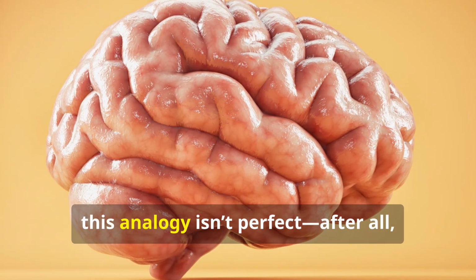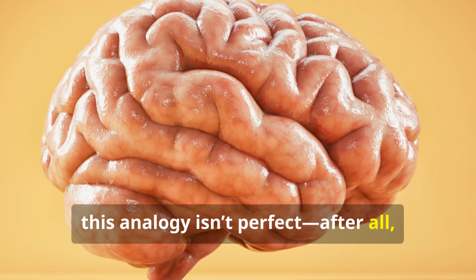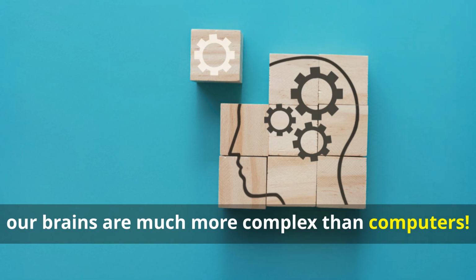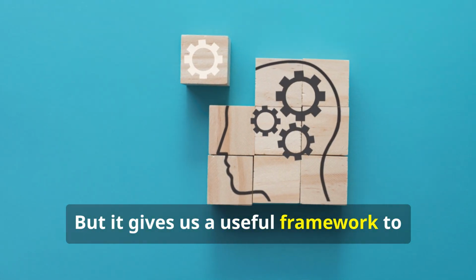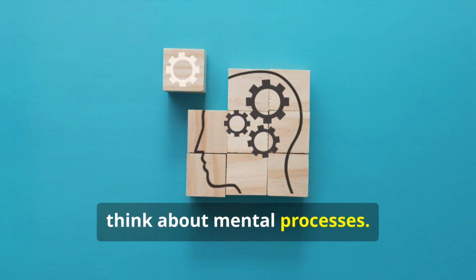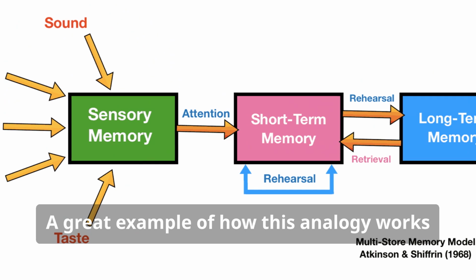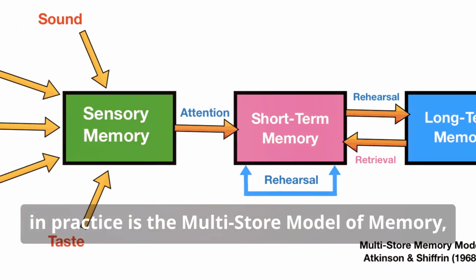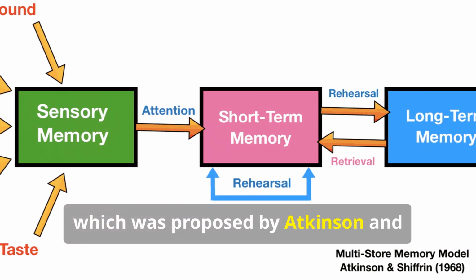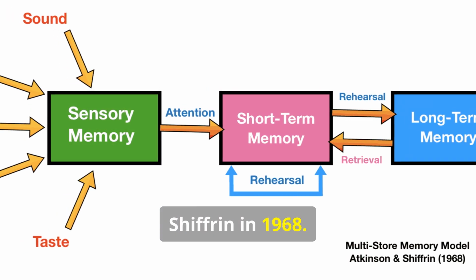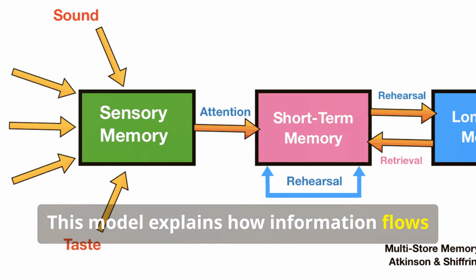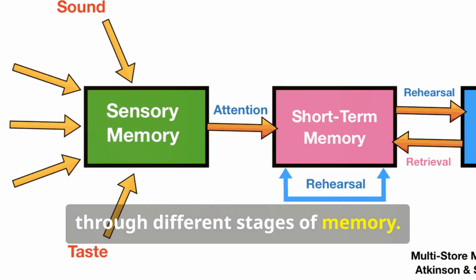Now, this analogy isn't perfect. After all, our brains are much more complex than computers. But it gives us a useful framework to understand how cognitive psychologists think about mental processes. A great example of how this analogy works in practice is the multi-store model of memory, which was proposed by Atkinson and Shiffrin in 1968. This model explains how information flows through different stages of memory.